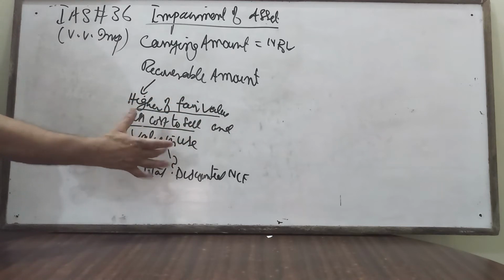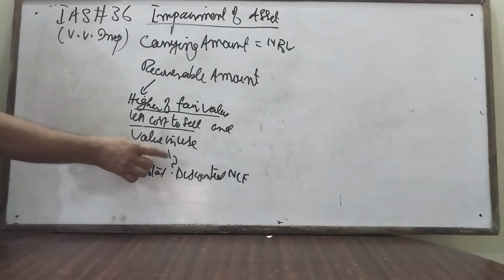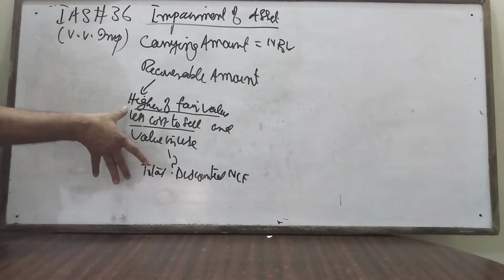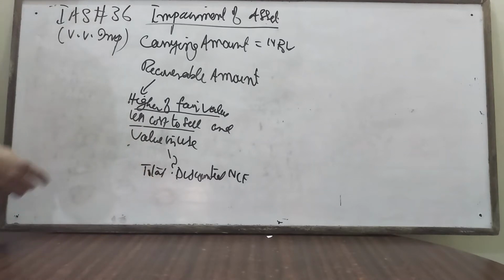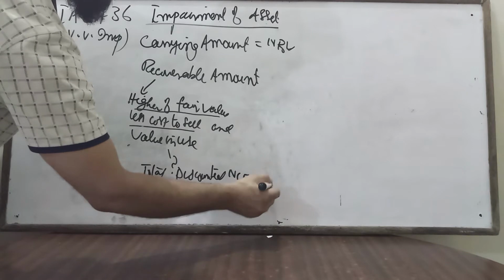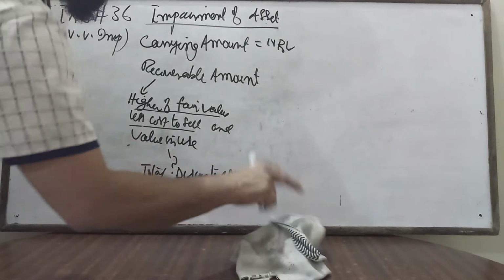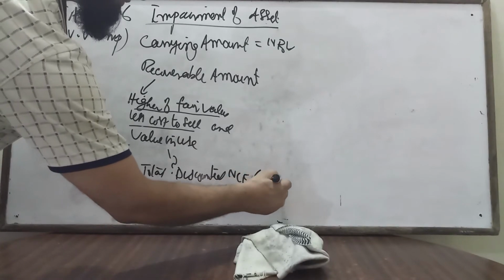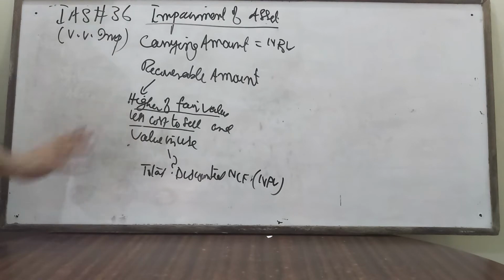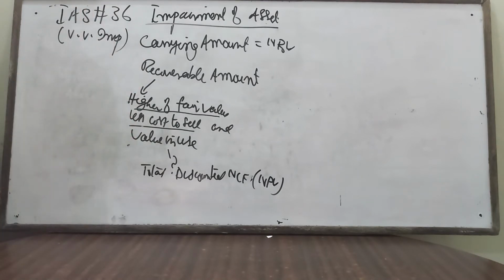We will compare this with the value in use, which you have to calculate. Value in use is the total discounted net cash flows, or you can say the NPV, net present value. Whichever of the two is higher, we will select, and that is called the recoverable amount.